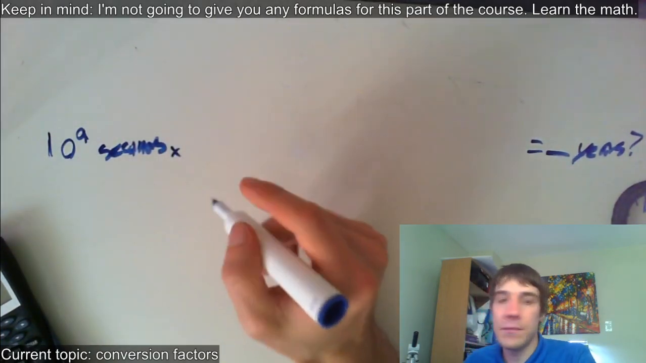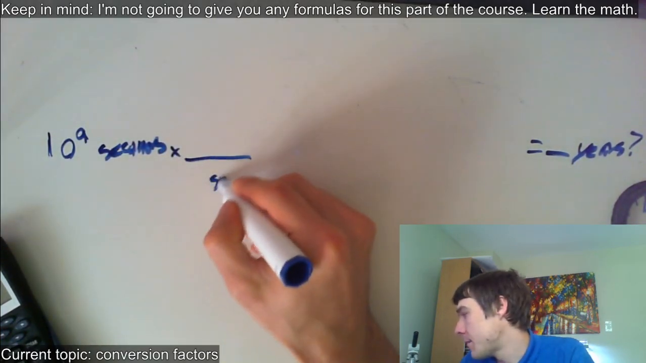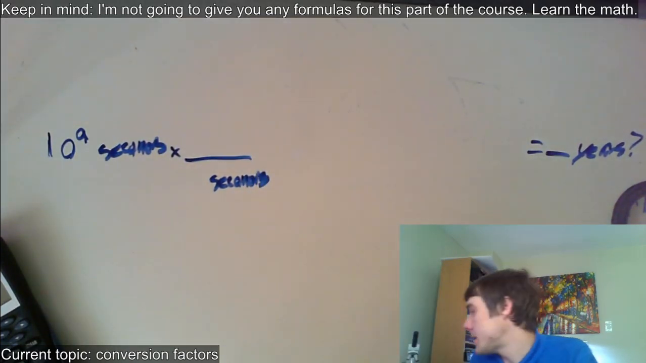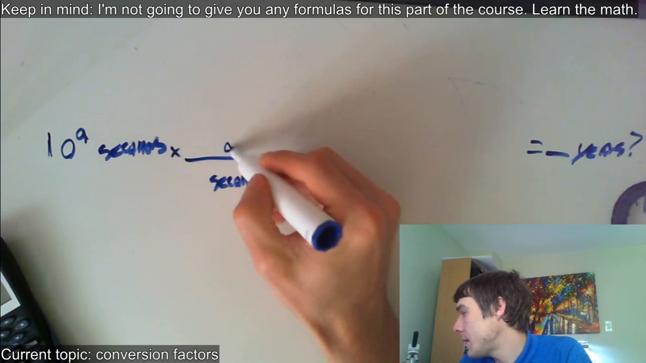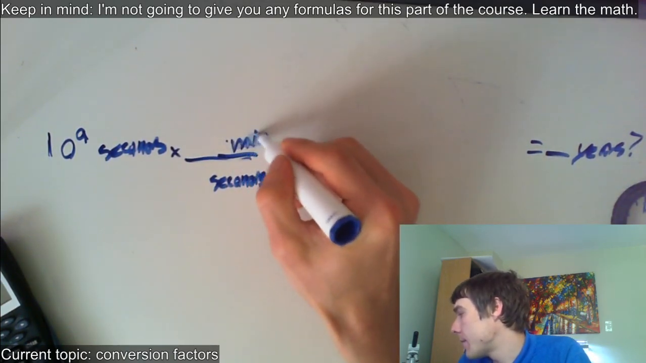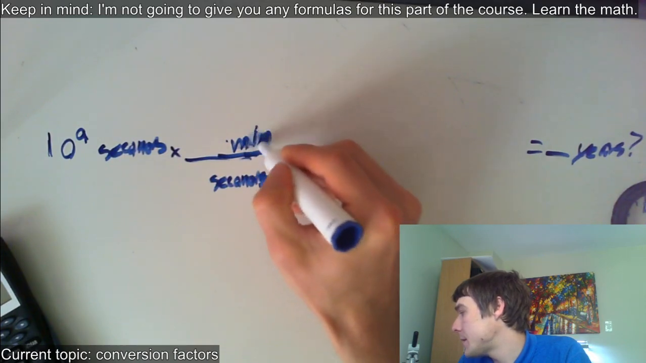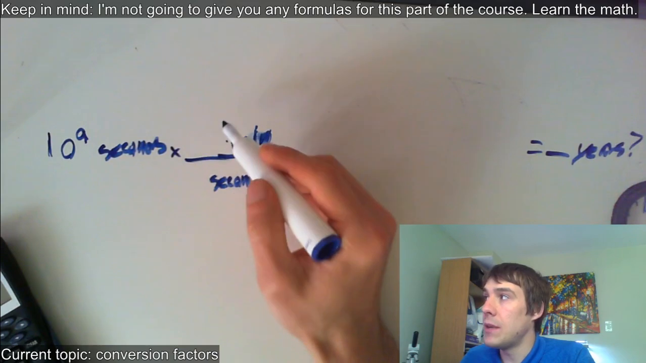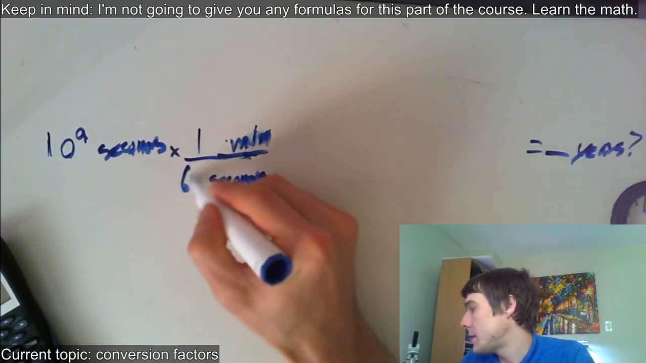I can go through the whole process again. I want seconds on the bottom. And now I'm going up in times. So I know that, if I want to go to day, well, maybe not day, let's go to minute. Right? How many minutes in seconds? What's my ratio? Well, 1 minute is 60 seconds. So 1 minute is 60 seconds.